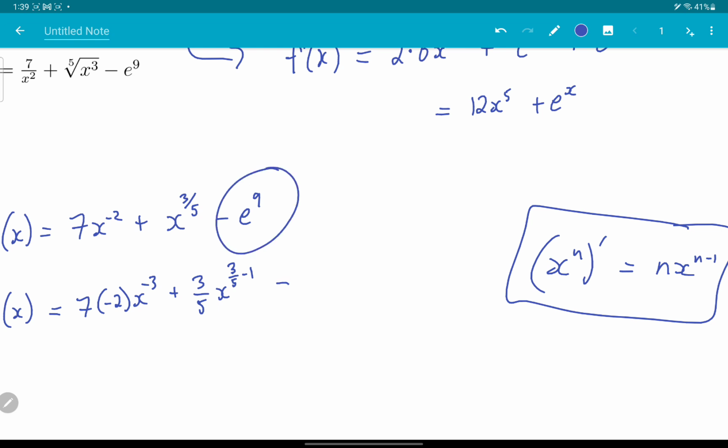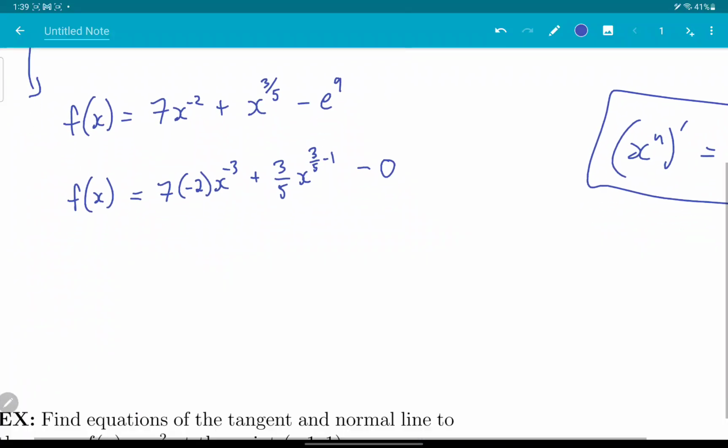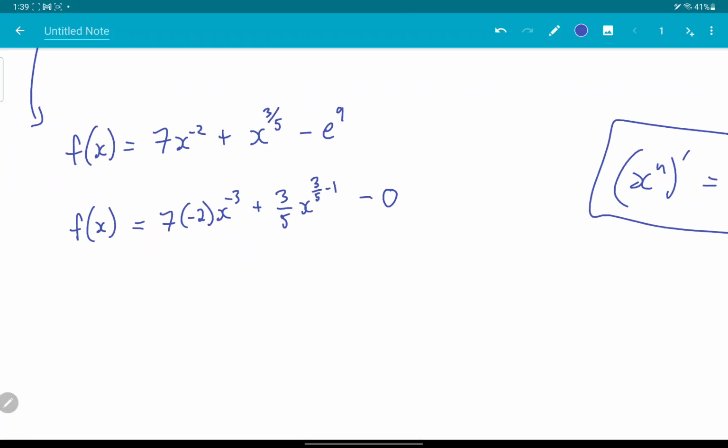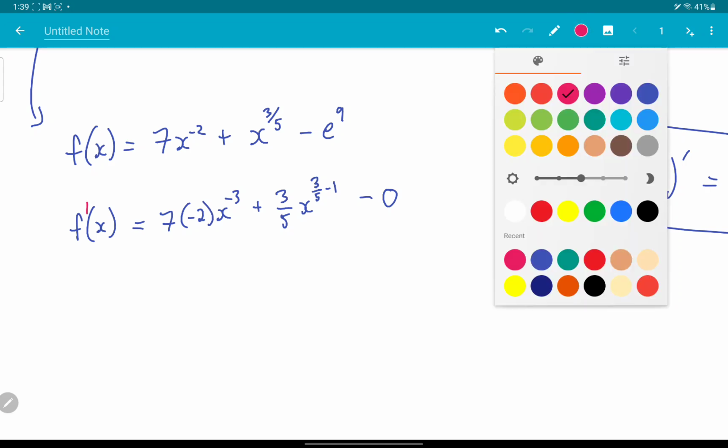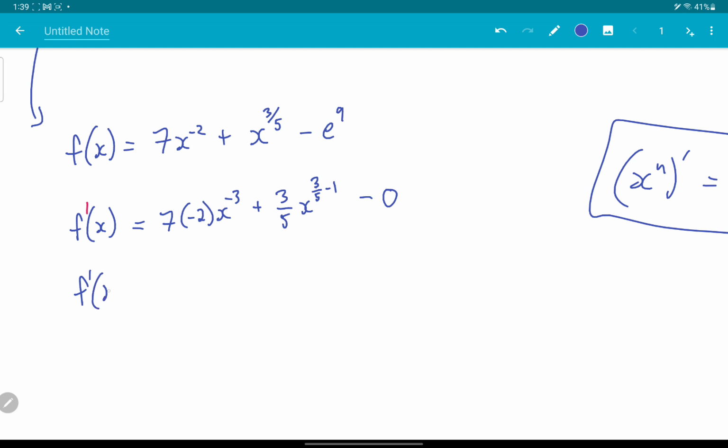e to the 9, that is a constant. So the derivative is 0. Now, I forgot to put a prime on this guy. So put the prime in there. I'll put it in red just to make sure we're on the same page. f prime of x is negative 14 x to the minus 3, plus 3/5, and if I take 3/5 and subtract 1, I get negative 2/5.